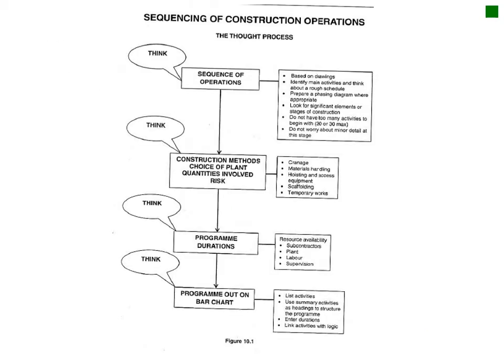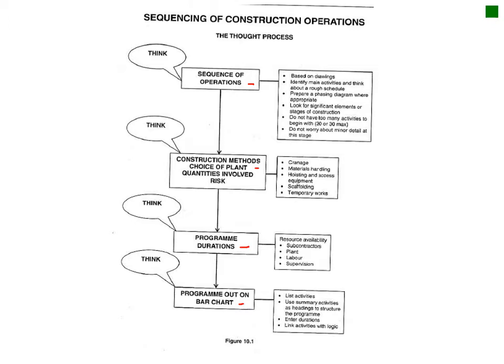Okay, and then figure 10.11, a very important slide for me. Whenever you do your sequencing, you have your sequence of operations and then your construction methods and choice of plant. And then you have your program direct durations and your program put out on a bar chart. So this is more or less the process that you do your scheduling.